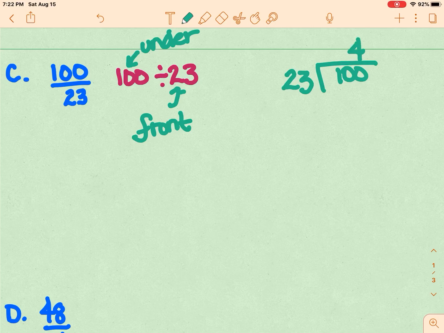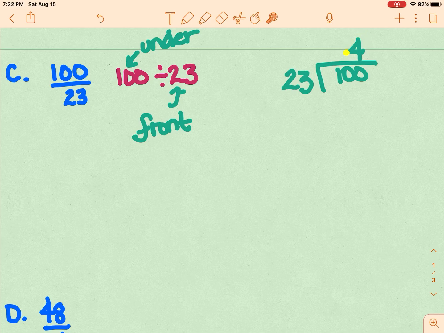Now, if you have trouble with one like that, one thing I always think about is 23 is pretty close to 25. And 25 would go into 100 about 4 times. You can use those estimation skills to help you out there. Okay, so now let's start to go through and get things multiplied together.